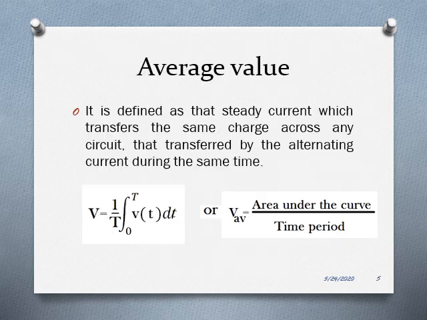So the next term, average value. Its definition is, it is defined as a steady current which transfers the same charge across any circuit that is transferred by the alternating current during the same time.